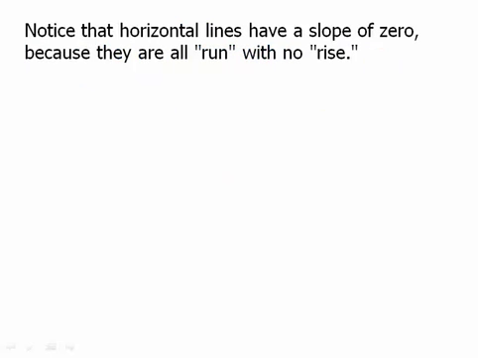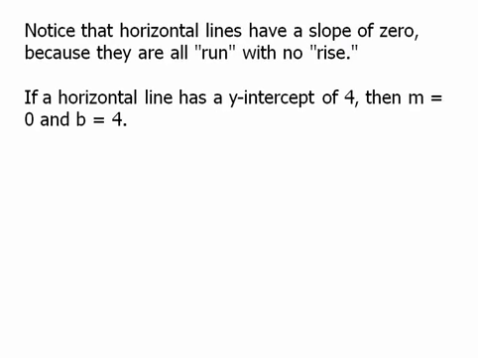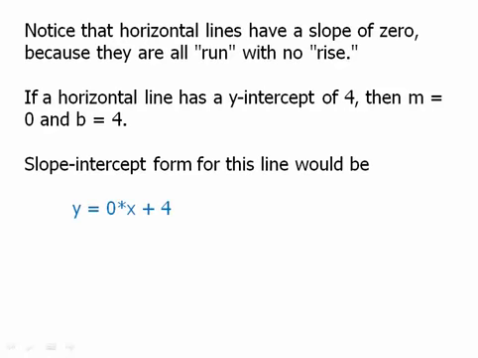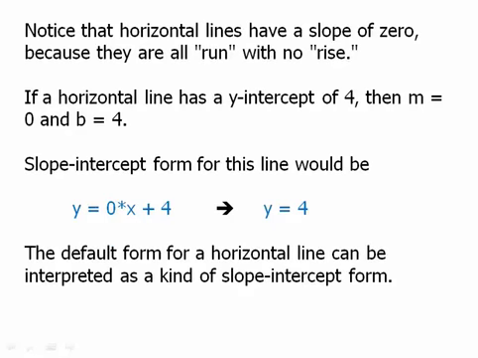Notice that horizontal lines have a slope of 0 because they are all run with no rise. If a horizontal line has a y-intercept of 4, then m equals 0 and b equals 4. If we put it into slope-intercept form, it would be y equals 0 times x plus 4, and of course that just becomes y equals 4, which is the standard form of a horizontal line. So notice that the default form for a horizontal line can be interpreted as a kind of slope-intercept form. We're getting y equals the y-intercept because the slope is 0.